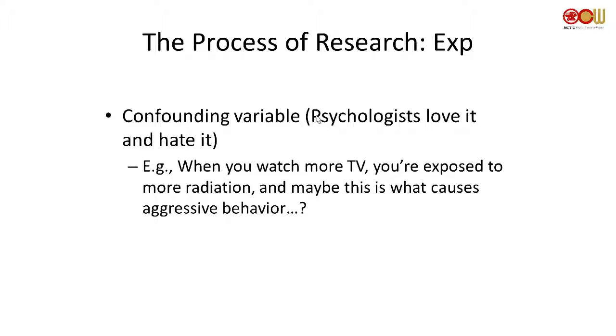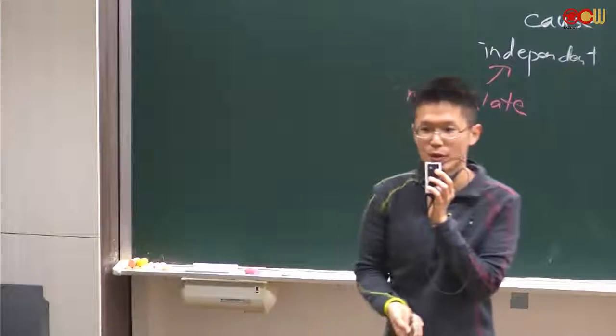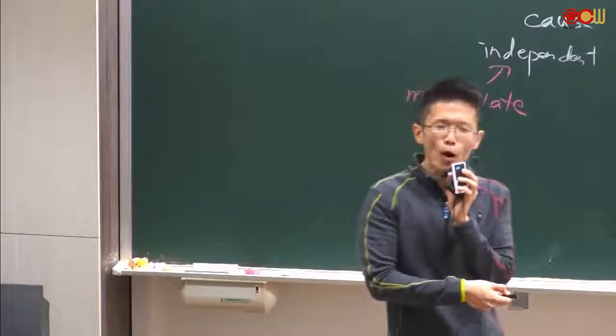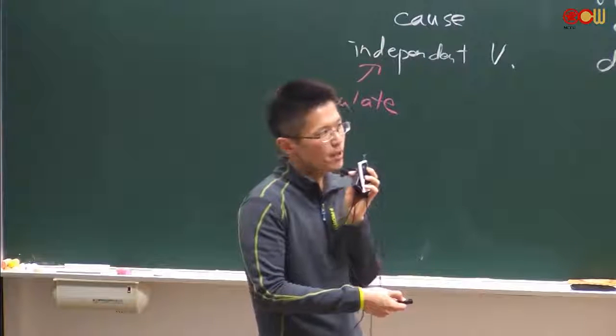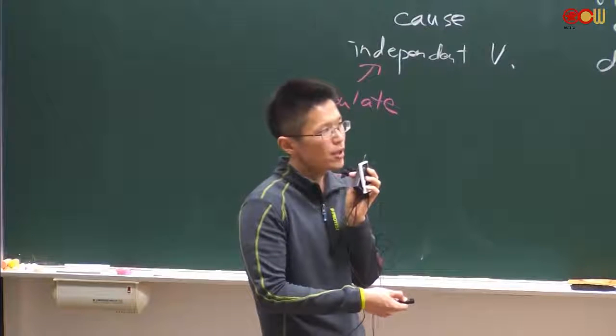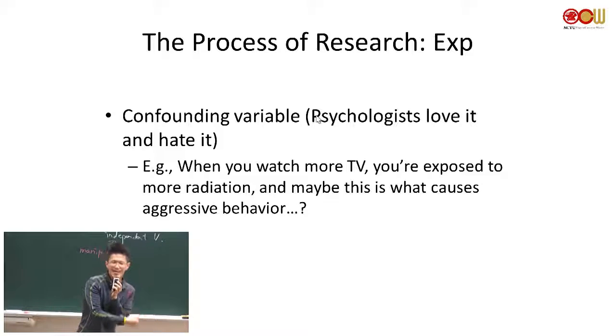But in psychology, there is some annoying thing called a confounding variable. Okay. Psychologists love it and hate it. Why? Because, for example, if you are an educational psychologist and you do find that aggressive, violent TV shows increase aggressive behavior, another psychologist might argue with you. The other psychologist may say, okay, although you have found the difference, the difference could be due to something other than violence. It could be because violent TV shows usually have more radiation, or maybe those sounds are louder. It is those louder sounds that increase your aggressive behavior rather than the violent component in the TV shows.